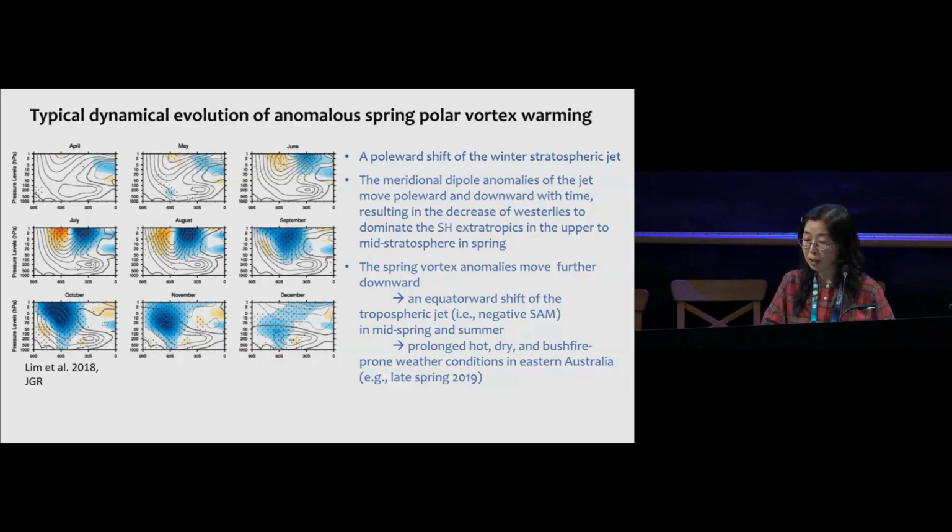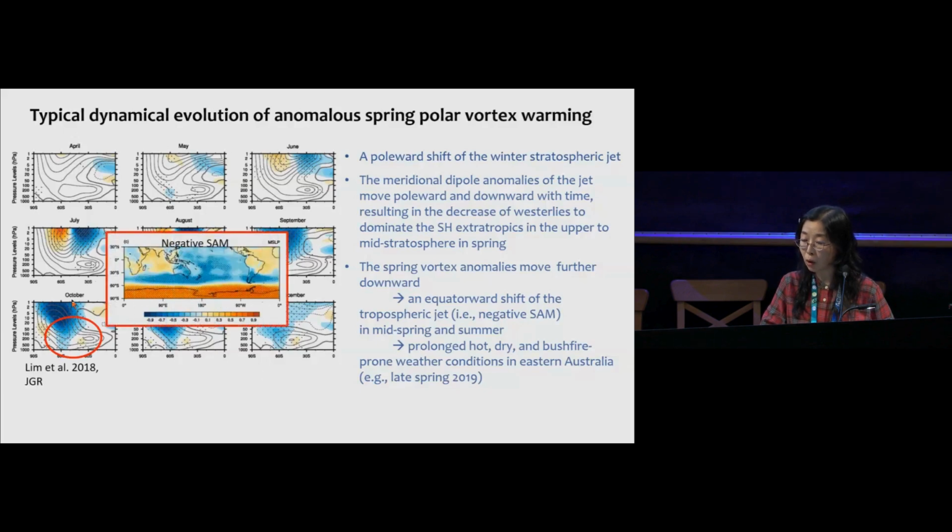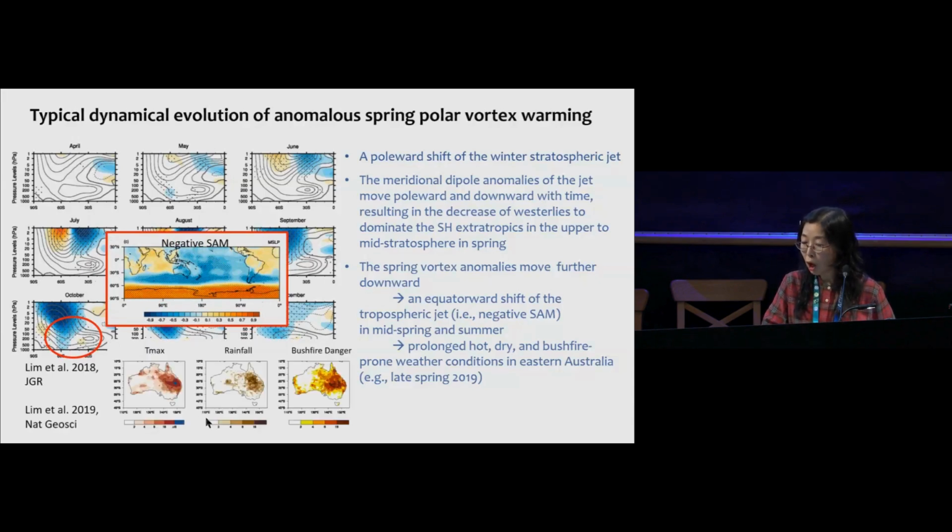These spring vortex anomalies then move further downward and promote an equatorward shift of the tropospheric jet, which is expressed as a negative phase of the Southern Annular Mode, SAM, at the surface in the pressure field in our mid-spring and summer seasons. This stratosphere-driven negative SAM is an important forcing for prolonged hot and dry, and therefore bushfire-conducive, weather conditions in Eastern Australia, like what happened in late spring 2019.